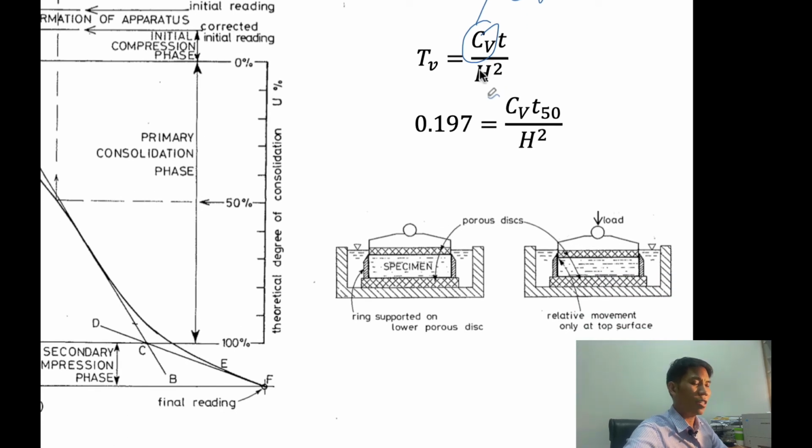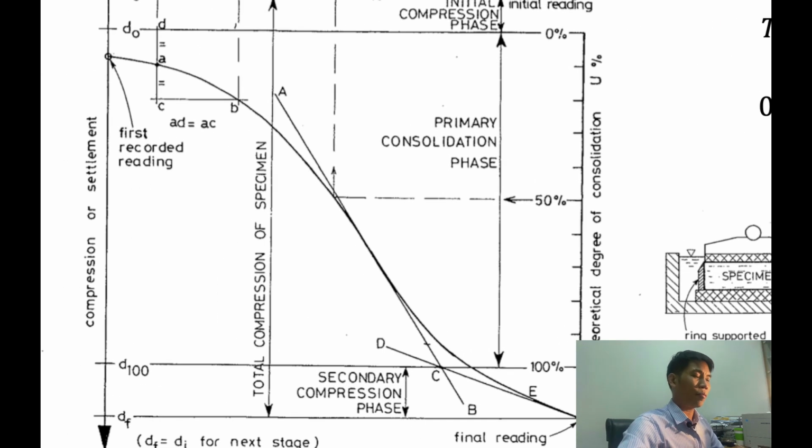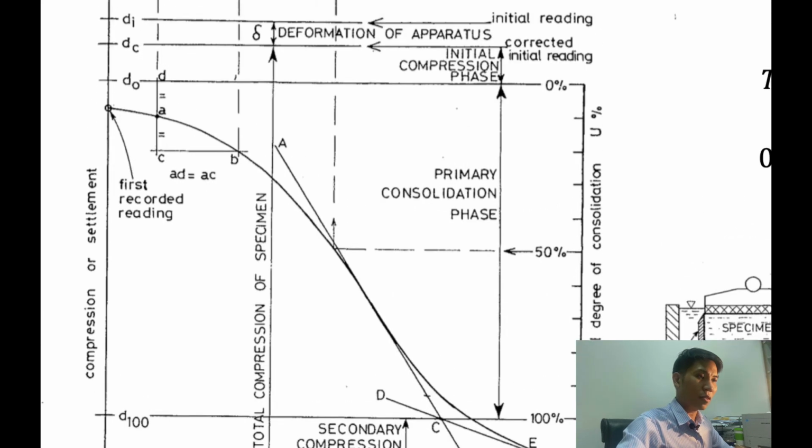Firstly, you plot the so-called log time curve, something like this. For each load you plot the log time. The x-axis is the time in log scale, and the y-axis is the compression. The curve will be something like this. How can you work with this one?